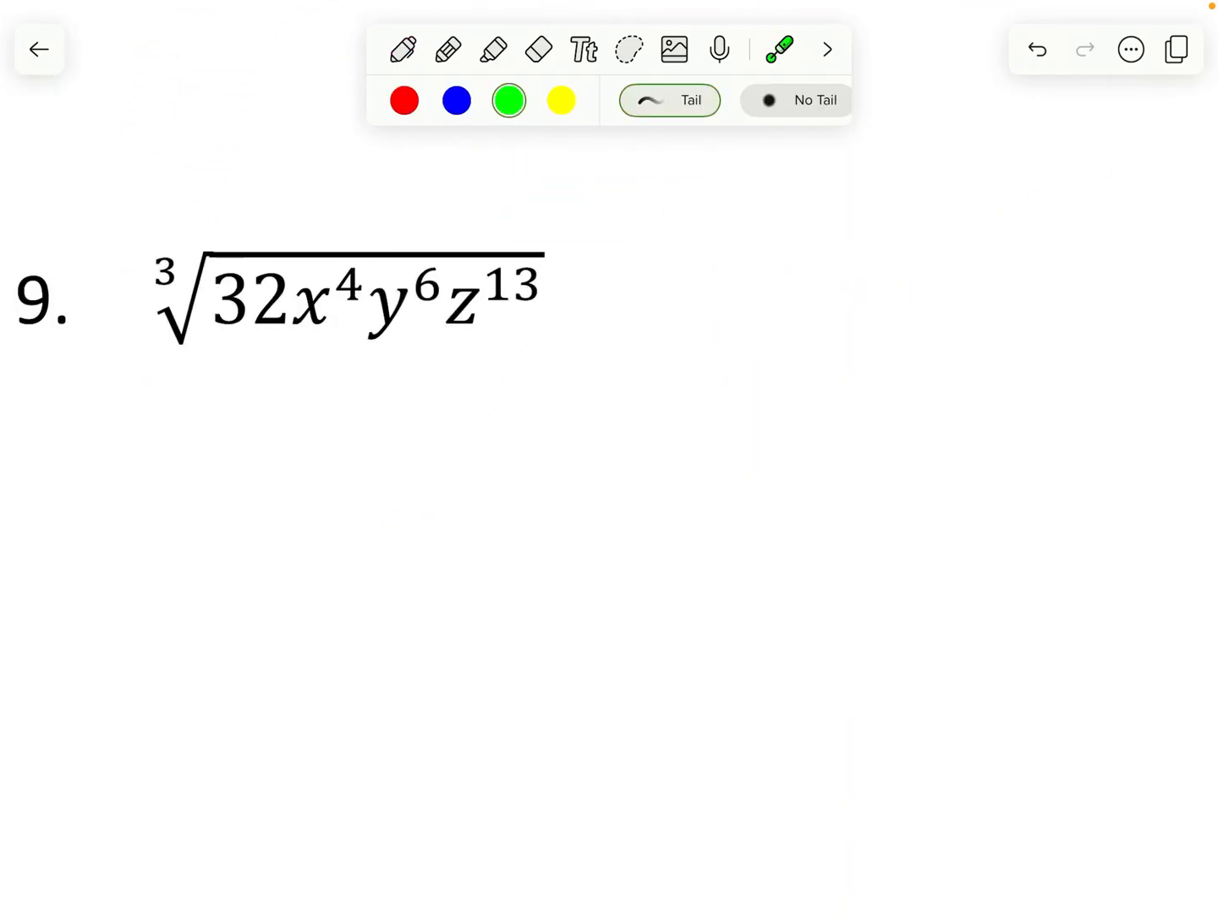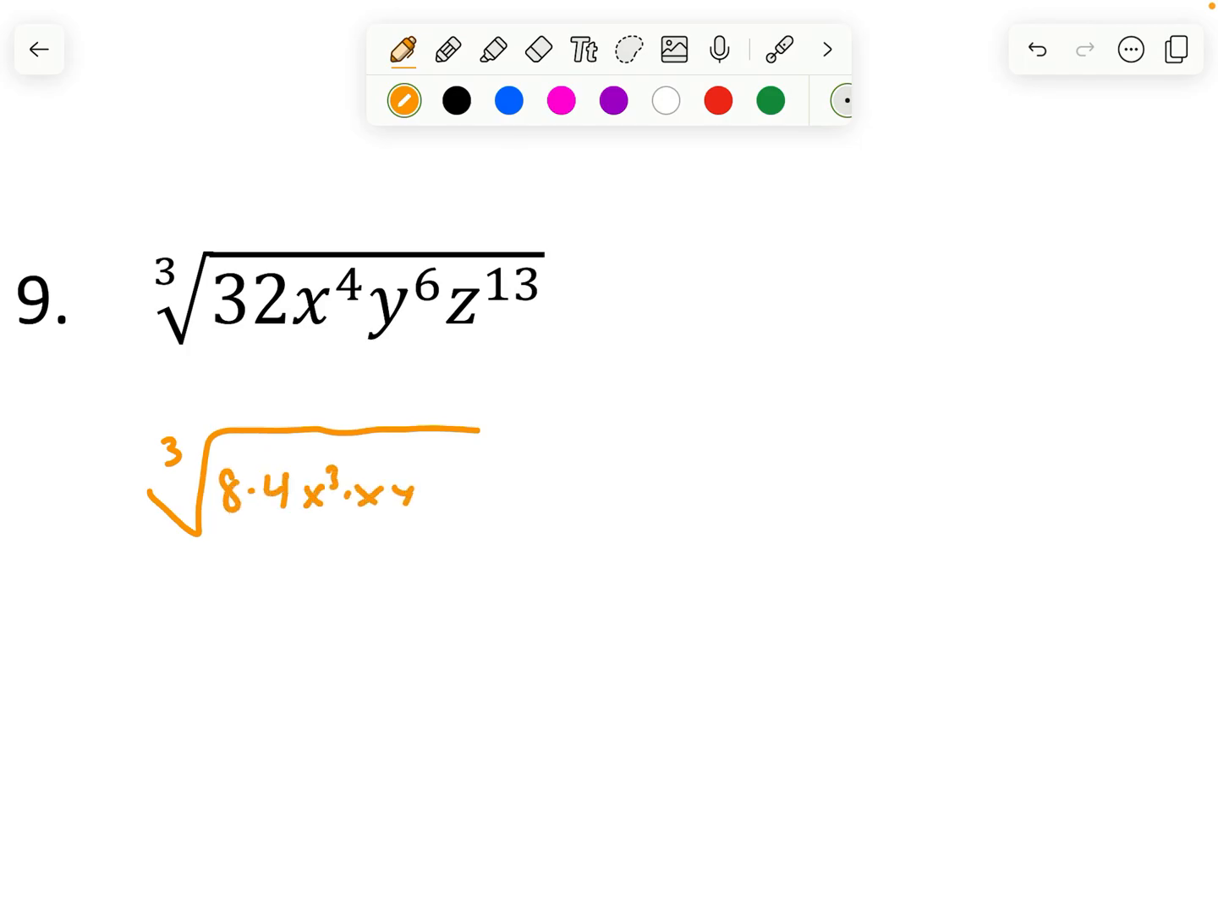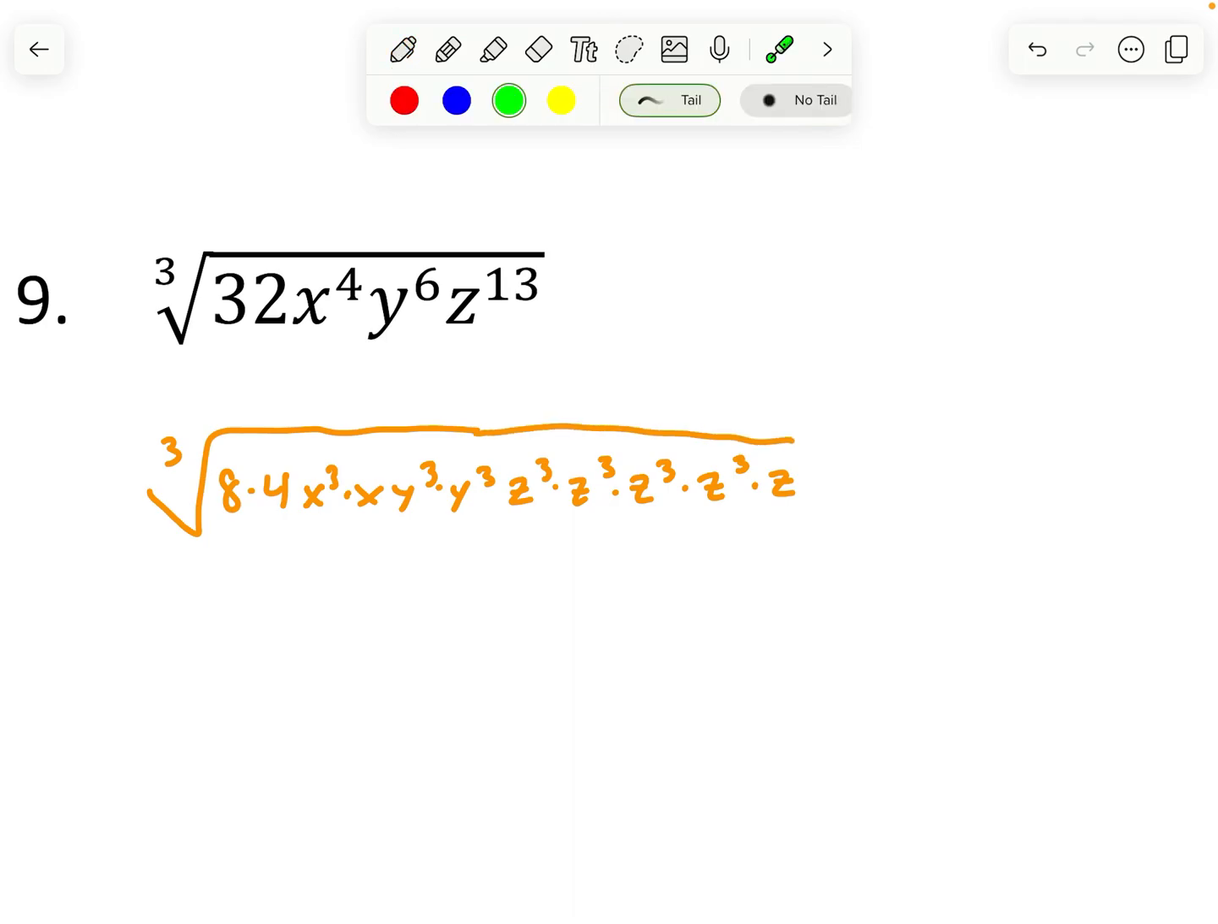Number 9, since we're cube rooting, we want as many perfect cubes as we can possibly get, including out of the number 32. So we know the cube root of 8. So I'm going to rewrite this problem as the cube root of 8 times 4, and then x cubed times x, y cubed times y cubed, and then z cubed. That's 6 z's, that's 9, that's 12, that's 13. And so you don't have to write it all out like that. I'm just showing you that on the video key.